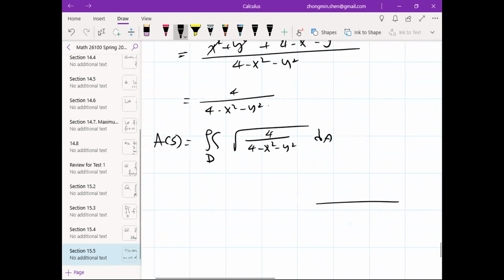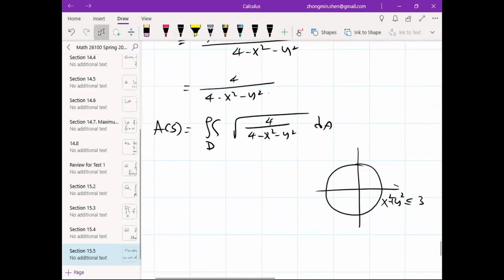Okay, so this is a double integral over a disk, right? And x squared plus y squared is less than or equal to 3. But this is a D. So we have a double integral over this domain D. The domain D is a circle, a disk. Even if you want to use the iterated integral, it would be very complicated, right? I'm not sure it works.